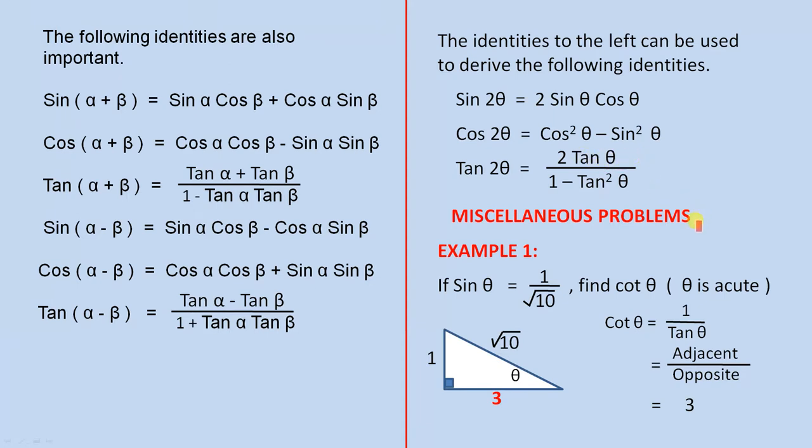Miscellaneous problems. Example 1. If sine theta equals 1 over the square root of 10, find cot theta, where theta is acute. So if sine theta is 1 on the square root of 10, that's opposite over hypotenuse. Therefore this adjacent side must be 3, because of Pythagoras' theorem. 3 squared plus 1 squared equals the square root of 10 all squared. Therefore cot theta is 1 on tan theta, which is adjacent over opposite, which is 3 over 1, which is 3. So cot theta is 3.